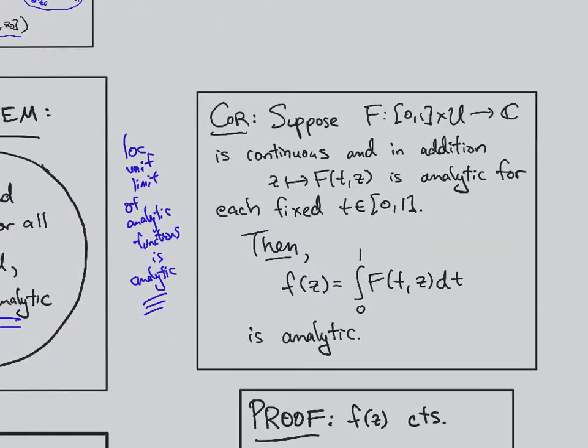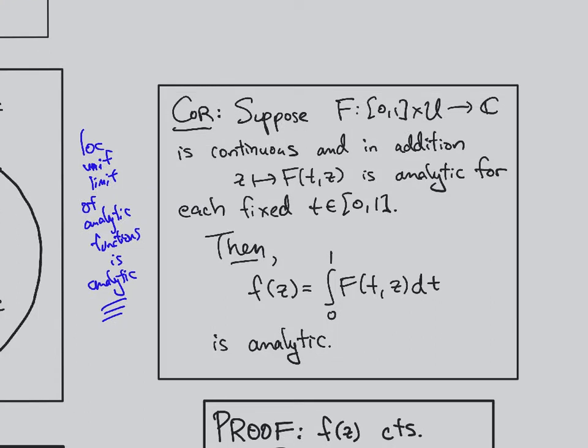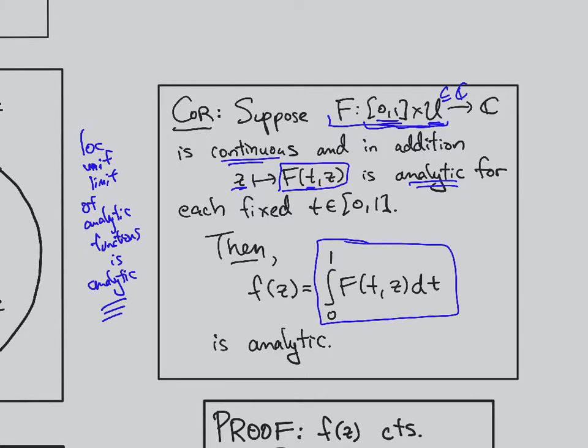A common corollary of it is something like this. If I have a function f defined on, let's say, an interval crossed with a domain in C, so we'll assume it's continuous on the product set, and that for fixed t, z maps to f of t comma z is analytic, then if I integrate this function from 0 to 1, the resulting function of z will be analytic.